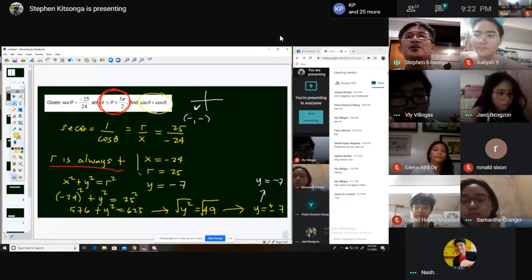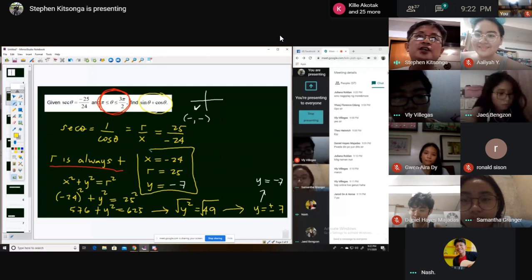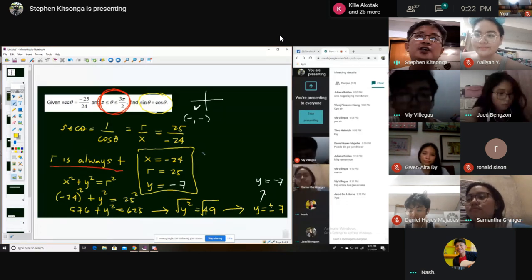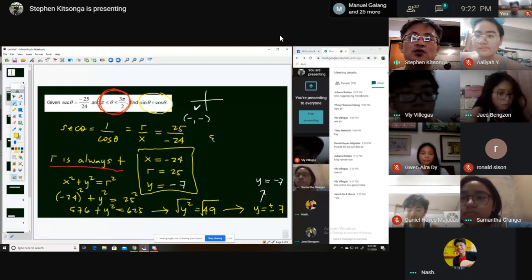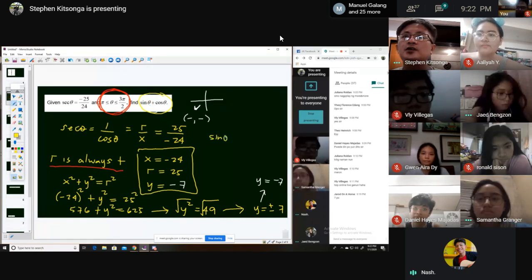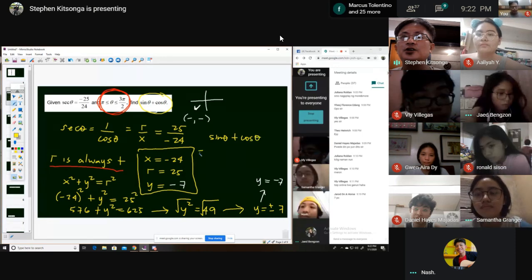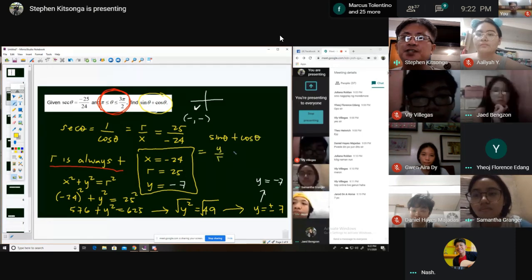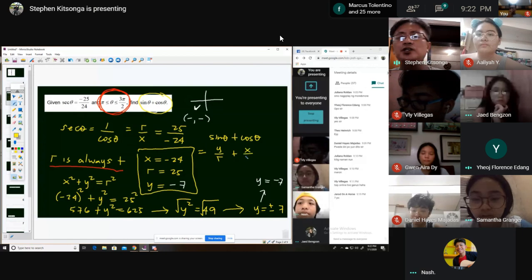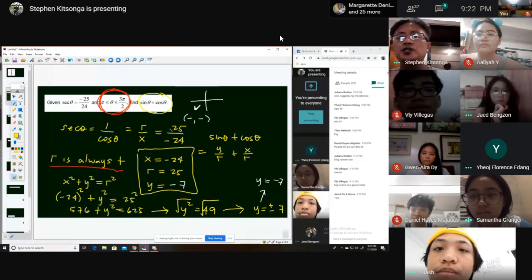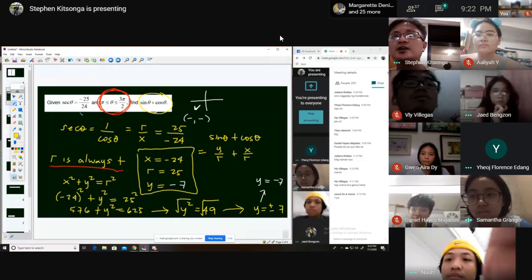Once you have completed x, y, and r, whatever trigo function value is asked of you, you can now answer. Sine plus cosine is required. You know that sine is y over r, and cosine is x over r. Actually, you don't need this. Just take the reciprocal of the given.